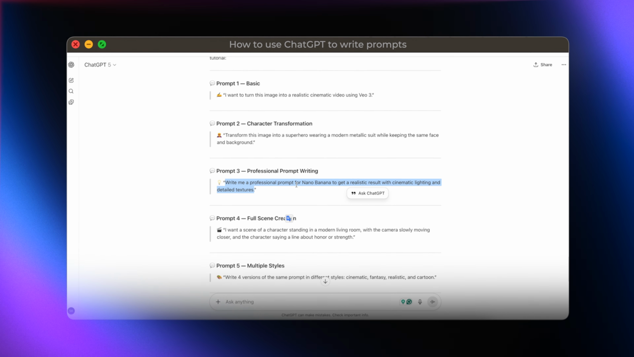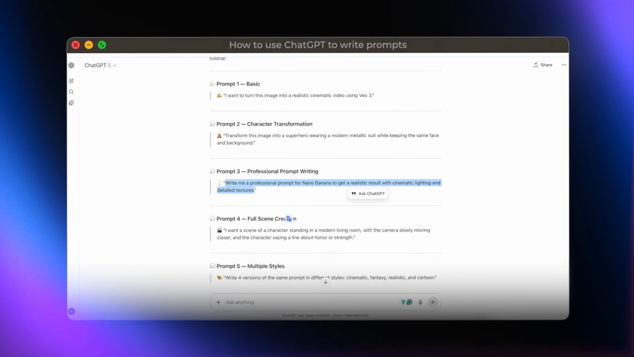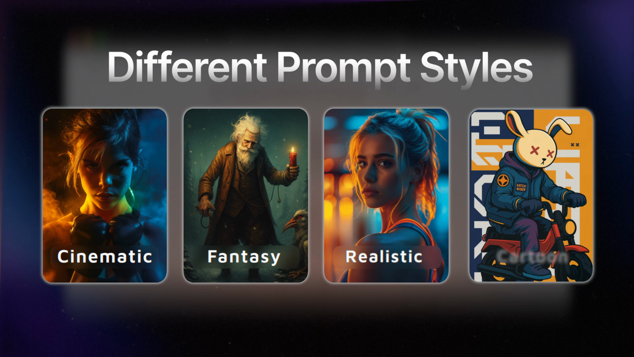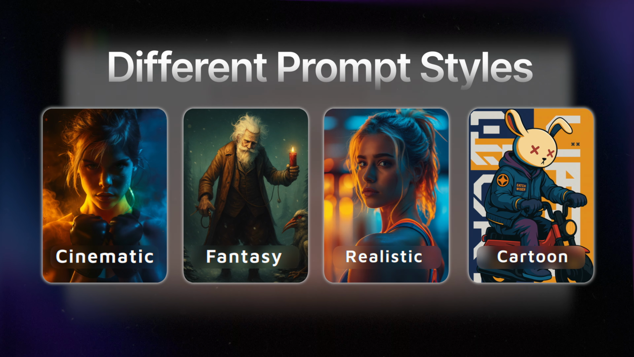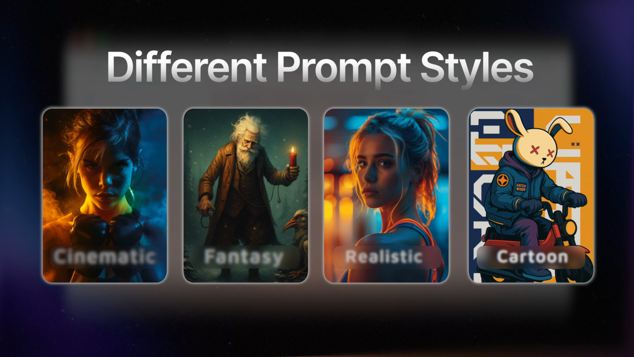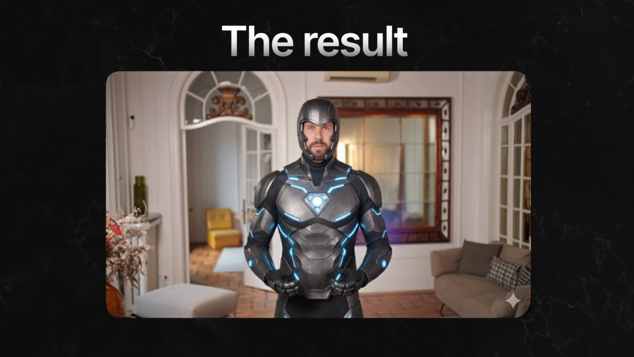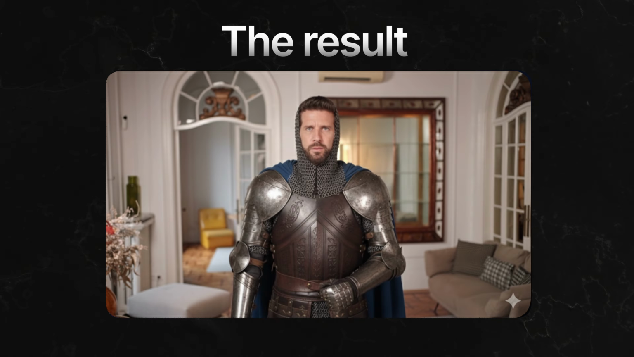You can also ask ChatGPT to write multiple versions of the same prompt in different styles: cinematic, fantasy, realistic, cartoon, etc. So you can pick what fits your project or the tone of your video. After experimenting, I got 2 stunning images. Look at the details. They're truly impressive. The lighting is realistic, the suit feels like part of a cinematic scene, and best of all, the facial features stayed intact, making the result natural and very convincing.